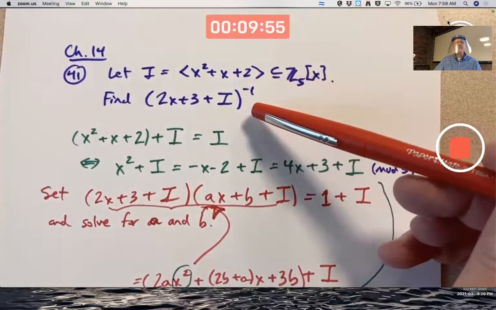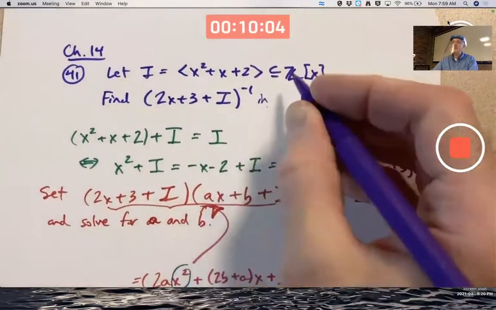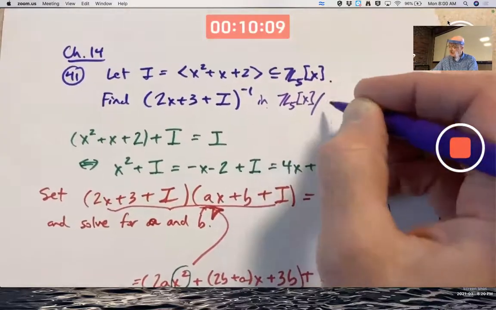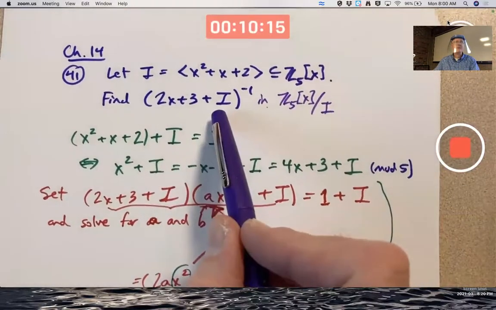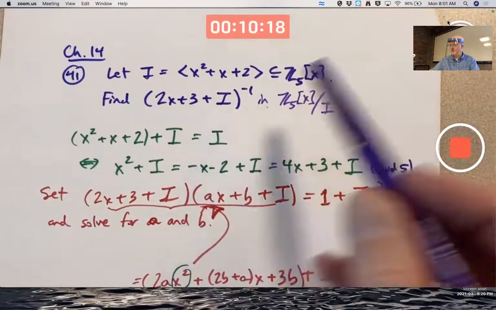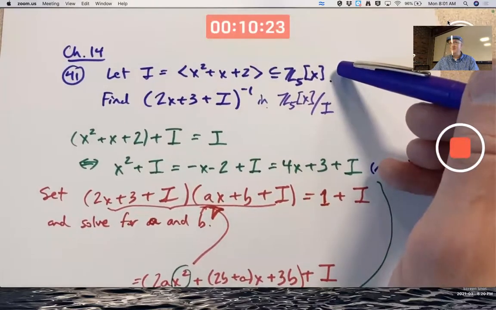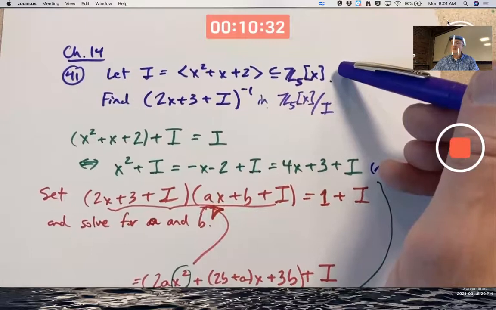We want to find the multiplicative inverse of 2x plus 3, I should have said a little bit more here, in the factor ring Z5[x] mod I, right? Because we're talking about a left coset there. We're talking about an element of the factor ring. Z5[x] is certainly a ring. It's a ring of polynomials, but it's not a field. The only units in Z5[x] are going to be the constant polynomials 1, 2, 3, and 4.